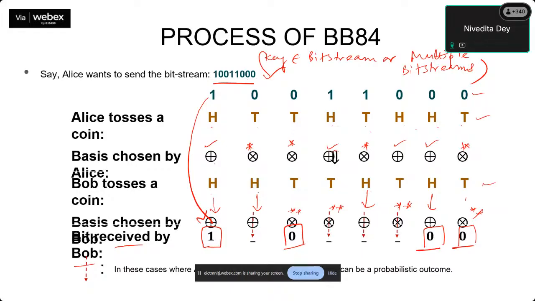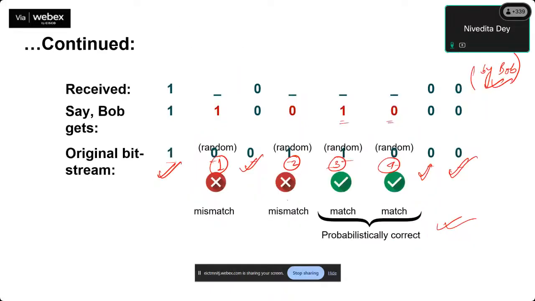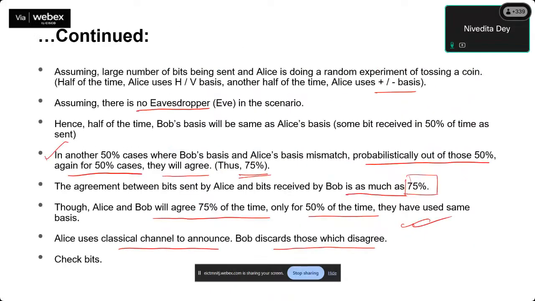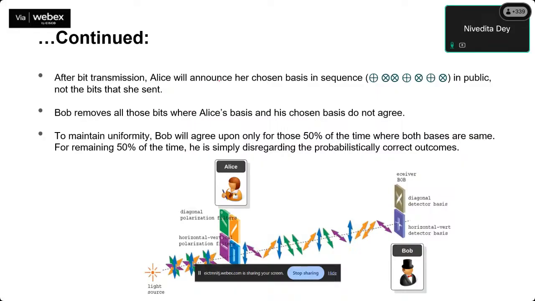Alice will not be announcing the bit stream, like 1001 1000. Only the bases chosen by Alice will be announced, like vertical, horizontal, HV, D, HV, something like that, through the classical channel. After the bit transmission, Alice will announce her chosen basis in sequence, that is HV, D, D, HV, D, HV, D. This particular combination will be sent in public, not the bits that she has sent.